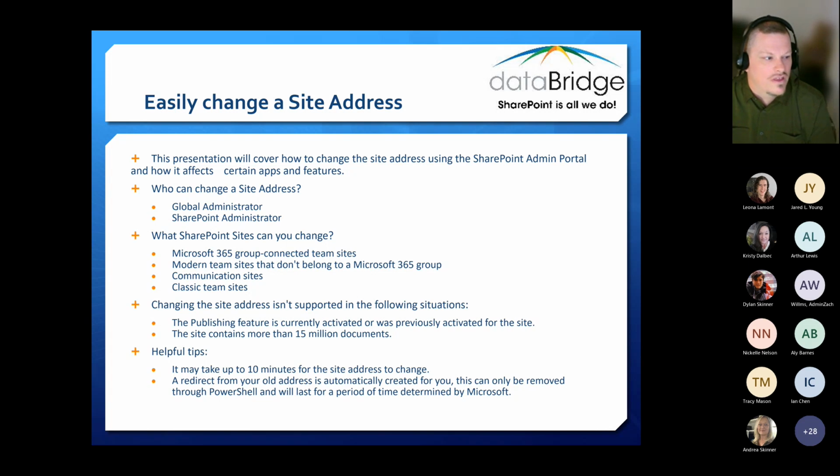This has to be done with either a global administrator or a SharePoint administrator. They're the ones that can actually go in there and change the top level sites. We'll go there in a second, take a look. So the types of sites that you can change names on are your Microsoft 365 group connected team sites, your modern sites that are not connected to groups, your communication sites, and your classic sites. So your old sites you used to have.